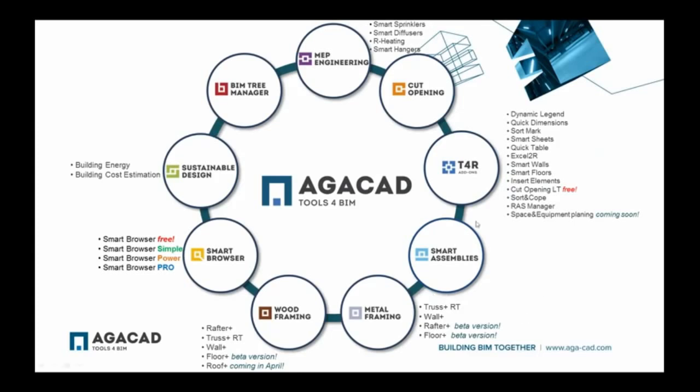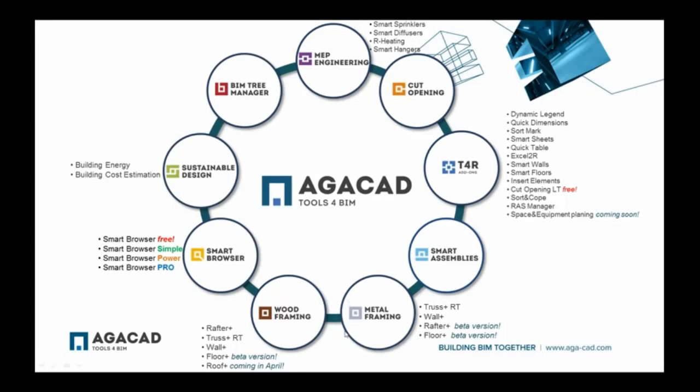Then we have Smart Assemblies. It's very powerful for making assemblies and preparing shop drawings, so we can make a shop drawing for a precast concrete wall, for example. Then we have BIM Tree Manager, which is very powerful for managing parameters and parameter values used in your project. Then we have 2 solutions in the Sustainable Design group. Then we have Smart Browser, where you can find 4 products for managing parameters and parameter values created in your library. At the same time, you can load the families into the project and modify them.